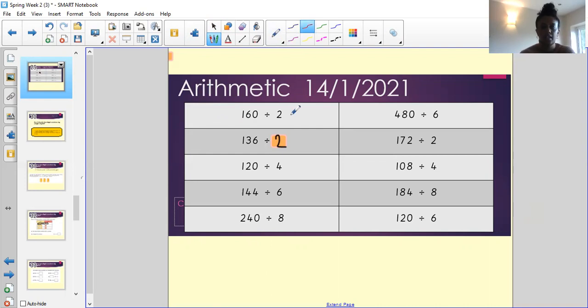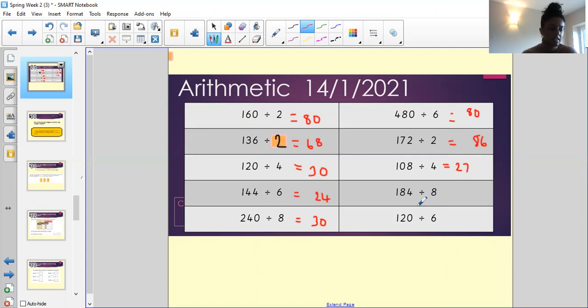So 160 divided by 2 equals 80. 136 divided by 2 equals 68. 120 divided by 4 equals 30. 144 divided by 6 equals 24. 240 divided by 8 equals 30. 480 divided by 6 equals 80. 172 divided by 2 equals 86. 108 divided by 4 equals 27. 184 divided by 8 equals 46. And 120 divided by 6 equals 20.